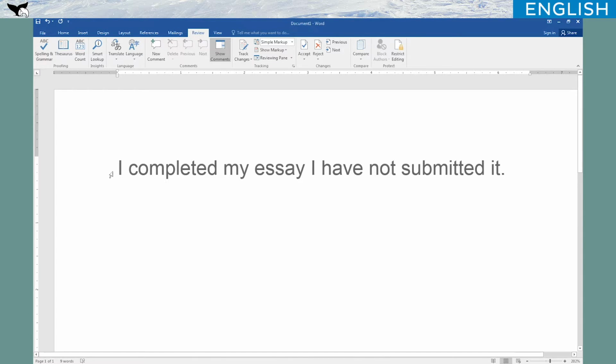So these are two complete sentences. I completed my essay, I have not submitted it. Those are two complete thoughts. I is the noun in this sentence, completed is the verb. I is the noun in this sentence, have not submitted is the compound verb there. So you can't fuse together two complete sentences without any punctuation whatsoever.